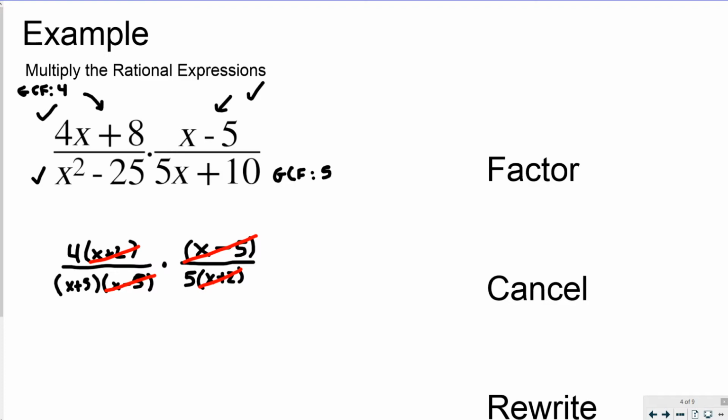On the top, the only thing that's left is this 4, so the top of my fraction becomes a 4. And on the bottom, I'm left with a 5 times x plus 5. Despite the fact that we were quote-unquote multiplying rational expressions, all I ever really did here was simplify them. And so my final multiplied rational expression is 4 divided by 5 times x plus 5.